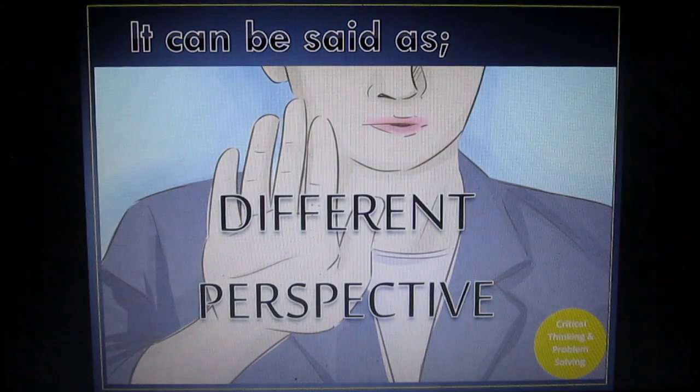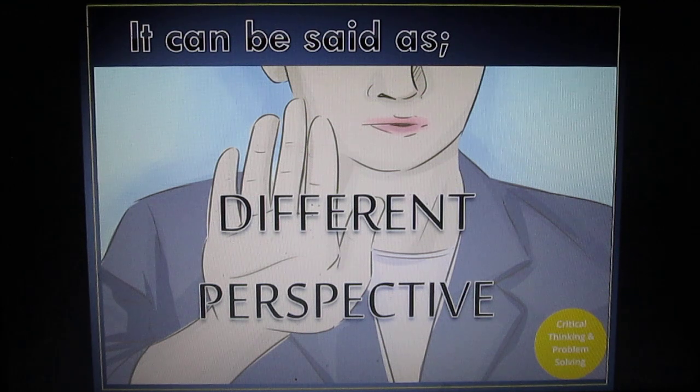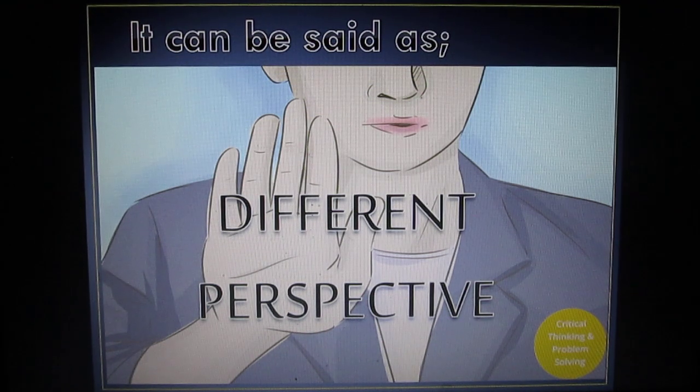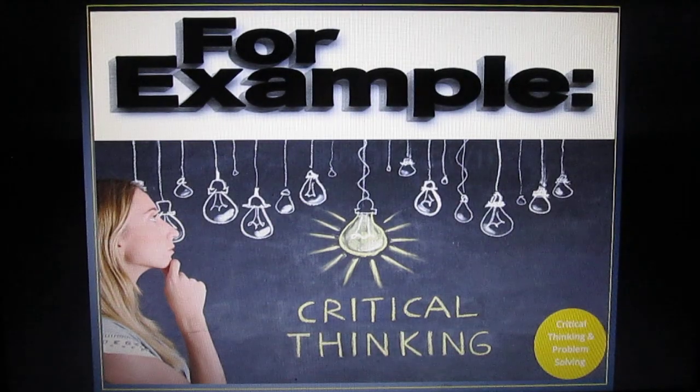Okay, some scholars say that critical thinking is supposed to be a different perspective. Different perspective means we should think from another angle, from a different angle. One person is thinking one way, that's very common, but when you think about that thing from another perspective, that's called critical thinking. Okay, now there are so many examples of critical thinking.